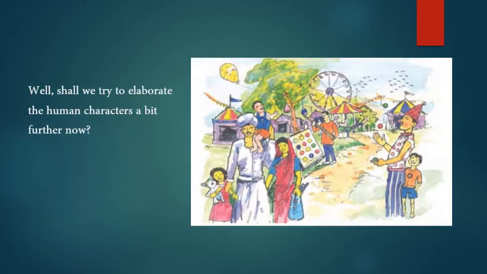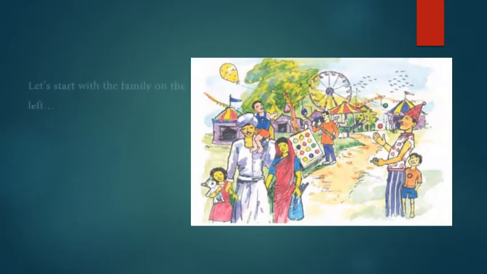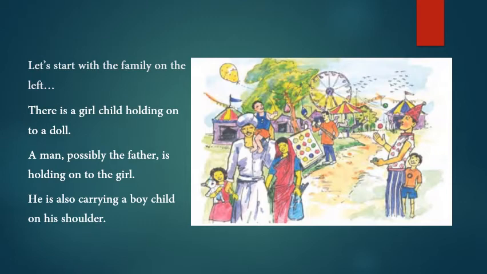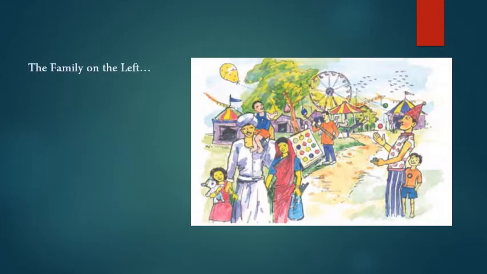Well, shall we try to elaborate the human characters a bit further now? We may try to guess their activities as we study them. Let's start with the family on the left. There is a girl child holding on to a doll. A man, possibly the father, is holding on to the girl. He is also carrying a boy child on his shoulder. The boy is flying a balloon.